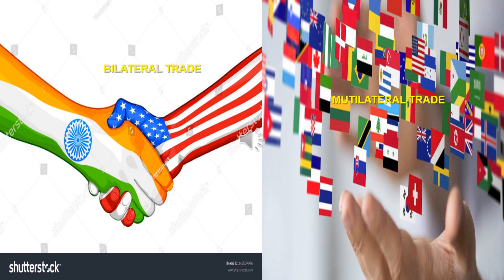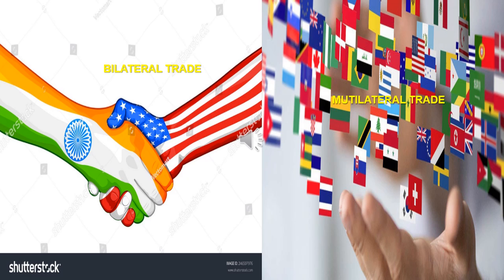International trade is further classified into two types, bilateral trade and multilateral trade. Bilateral means trade between any two countries. For example, trade between India and Japan. Here only two countries are involved, so it is called bilateral trade.